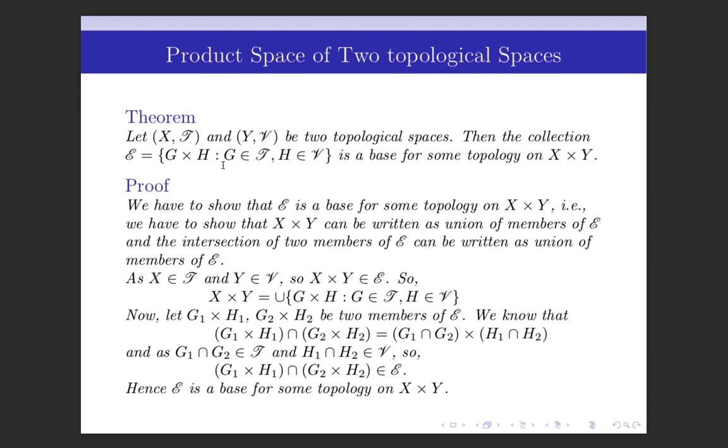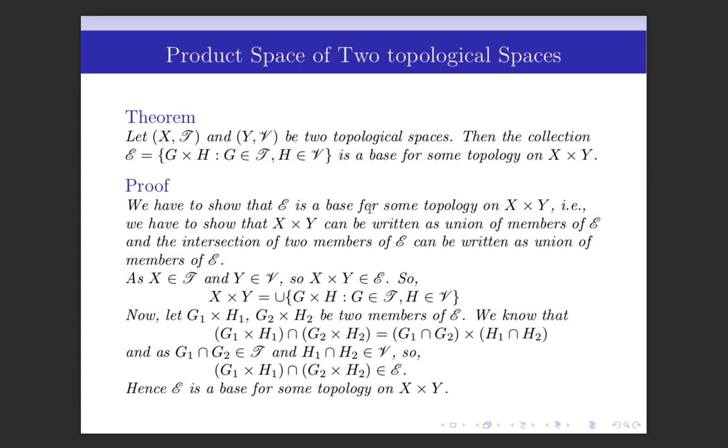So we have to show that X cross Y can be written as a union of members of E, and the intersection of two members of E can be written as a union of members of E. So first we have to show that X cross Y can be written as a union of members of E.